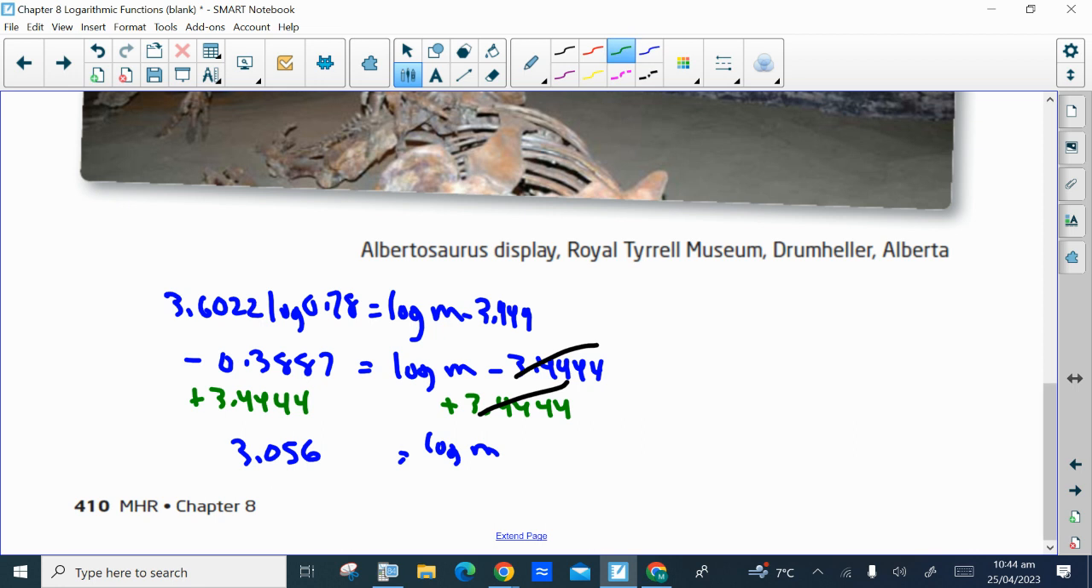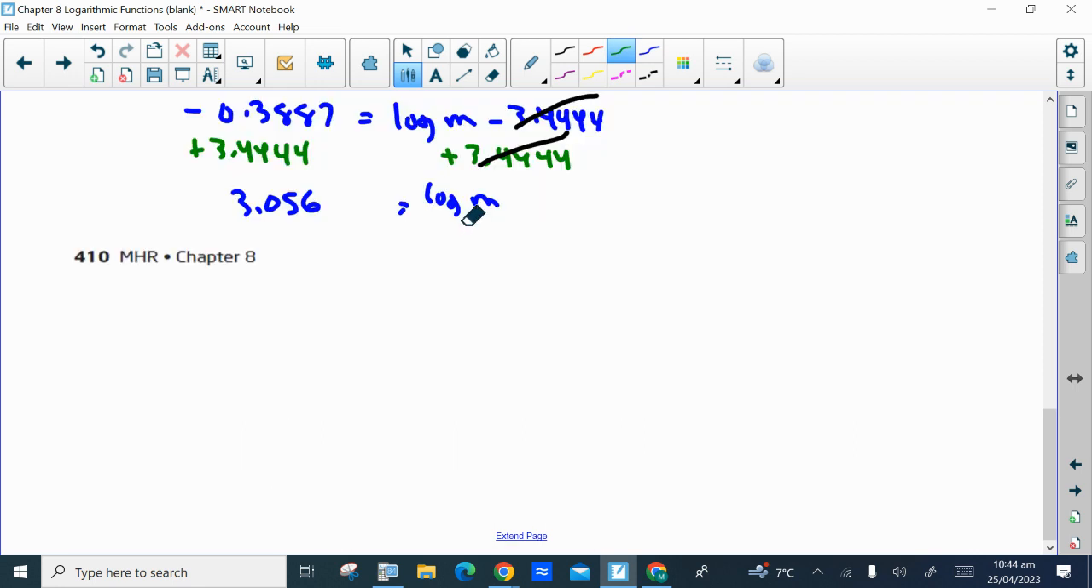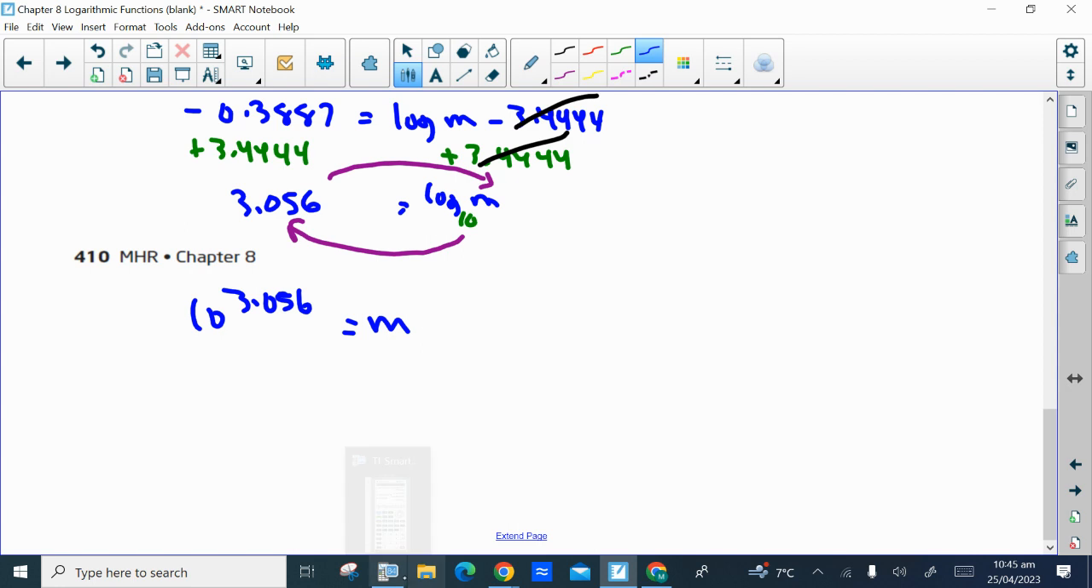And now to find out what M is, we would convert from logarithmic to exponential. That log on the right is a common log, which means base 10. So if I start with the base and cycle through, it'll be 10 to the power 3.056, which again is a number that I rounded, but it's in my calculator. That's what M will equal.